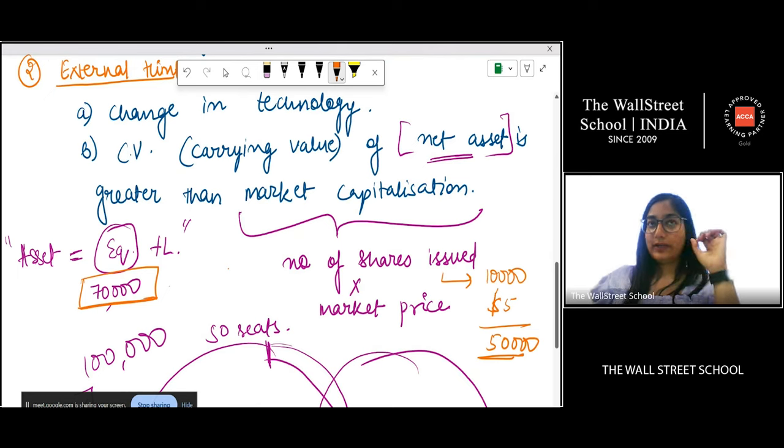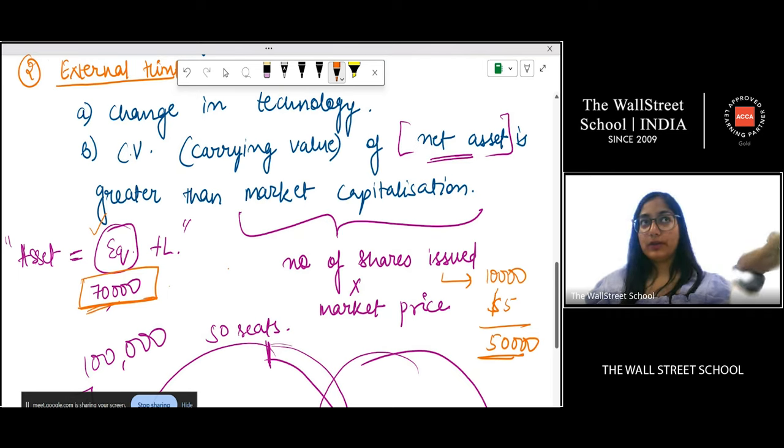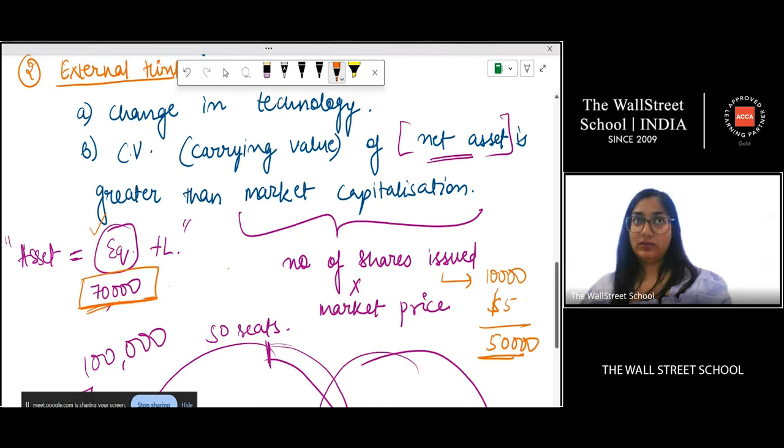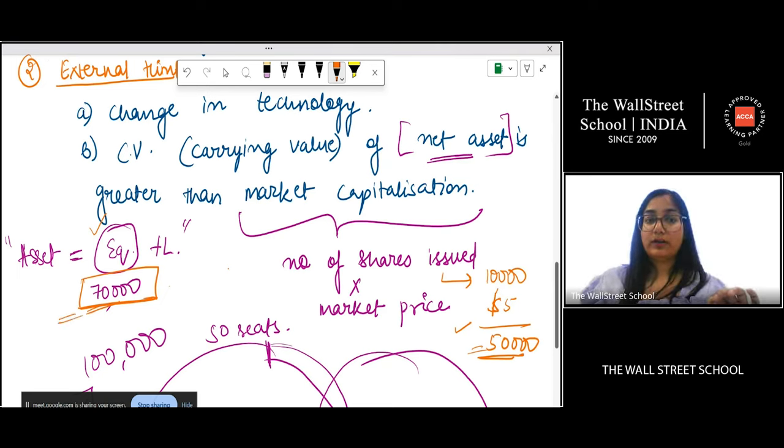If the value is falling down, since I am recording my equity at 70,000, it is overvalued. That means I'll have to get it down to 50,000 because that is the exact value of my equity, and that should be recorded in my books of accounts. So now what we need to do is, whenever there's a hint that the market capitalization, that means the market price, is changing, it can also impact the net asset. And this is also one of the indicators of impairment that we need to charge impairment, since, as I've given you this example, it is changing by 20,000. So the actual amount that should be recorded in my balance sheet should be 50,000 and not 70,000. So this is what is impairment testing.